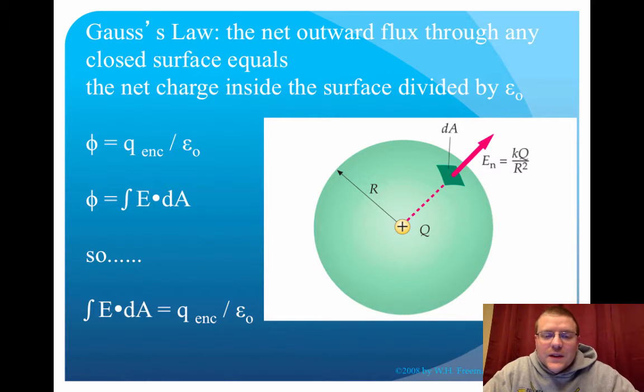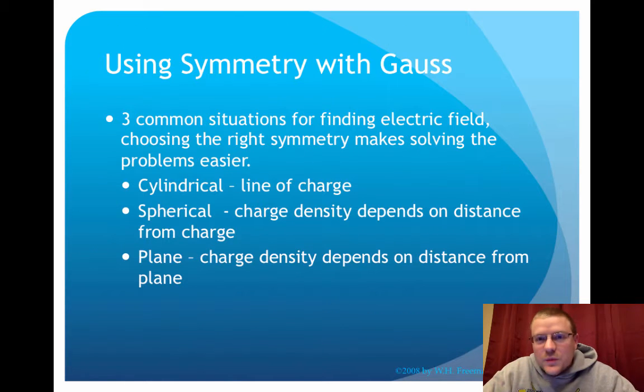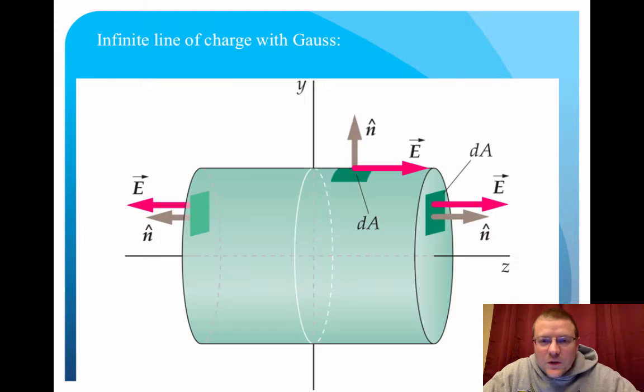So let's show how this is going to help us. We're going to use some symmetry to find electric fields for different charge distributions. So the three common ones that we're going to be looking at here are cylindrical symmetry, spherical symmetry, and planar symmetry. And the plane really is like a cylinder again, but we'll show what that means when we get to it. The first example, the infinite line of charge again.